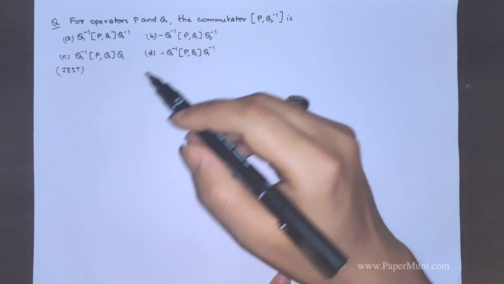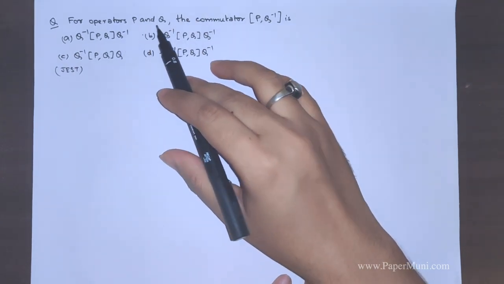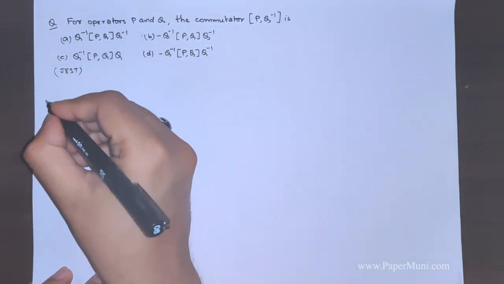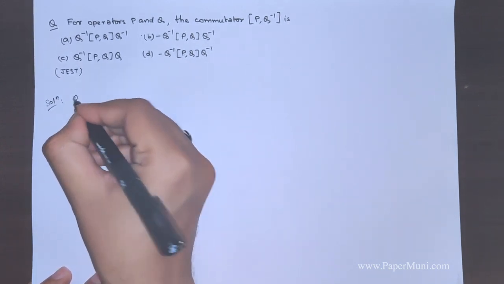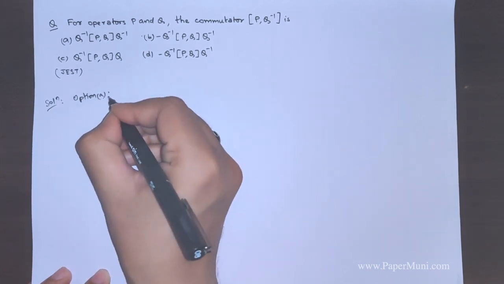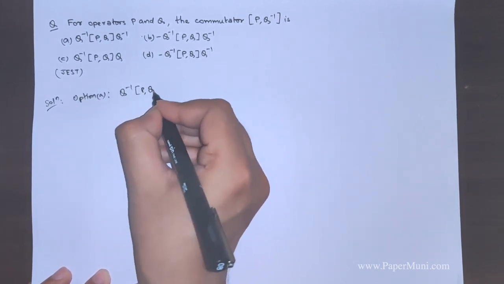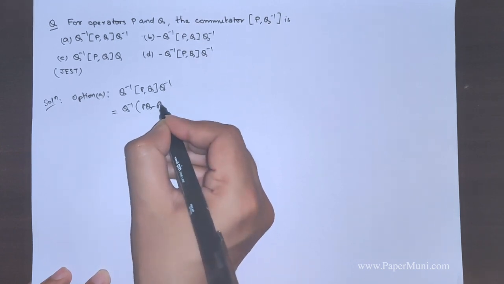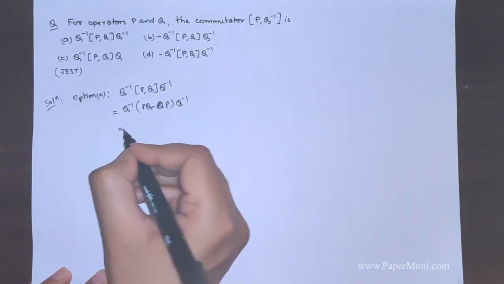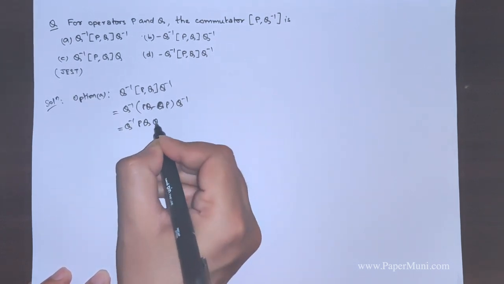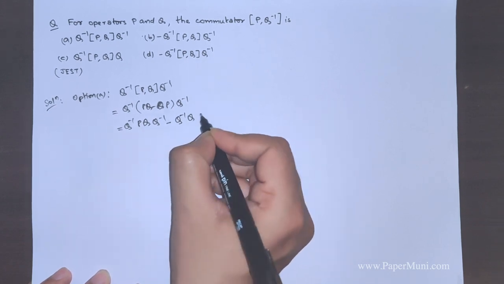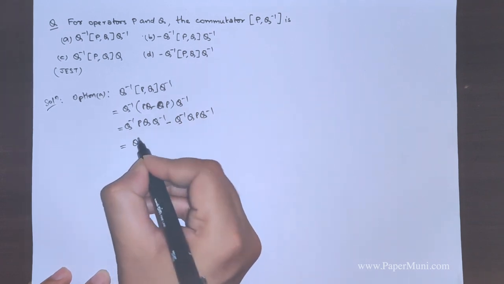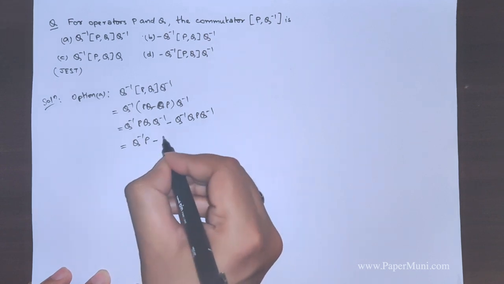Now, this is a question which was asked in JEST. For operators P and Q, the commutator of P and Q inverse is, now I think we should check each of the options. Let's check option A. Option A says Q inverse P Q Q inverse. If you check this option, this will be P Q minus Q P, times Q inverse. So this gives Q inverse P Q Q inverse minus Q inverse Q P Q inverse. So we know that this will give you identity. So this is Q inverse P minus identity times P Q inverse.